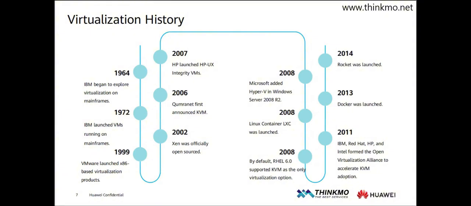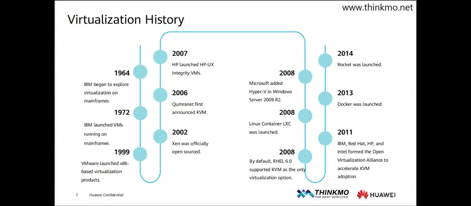By the year 2010, Red Hat released the RHEL 6 version. This version directly integrated the KVM virtual machine, completely replacing the old version of Xen. From this point on, KVM began to dominate the market, especially in the field of server virtualization.